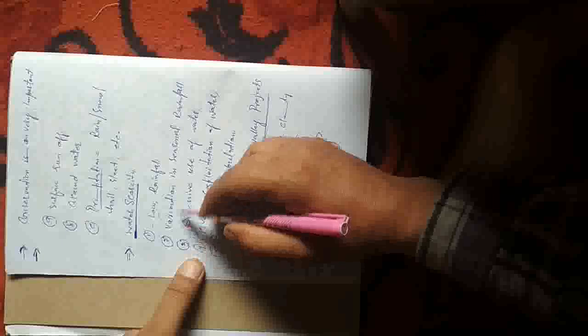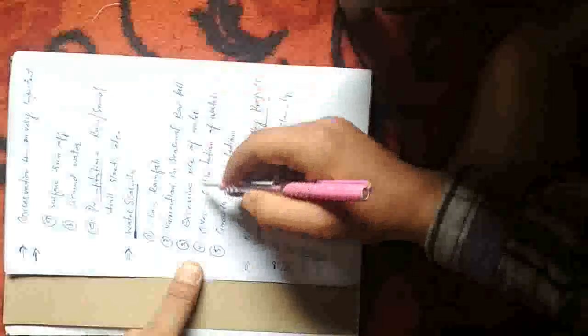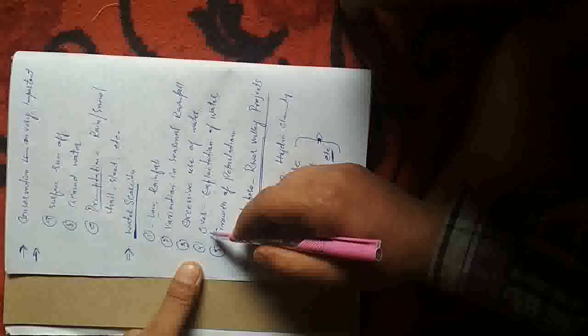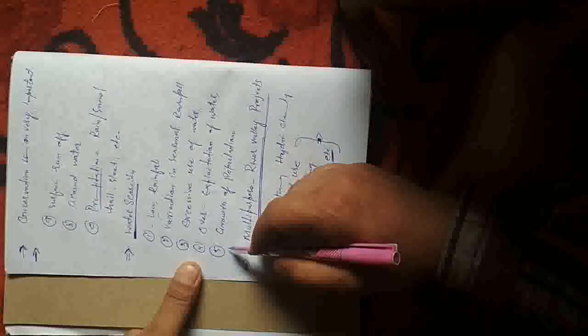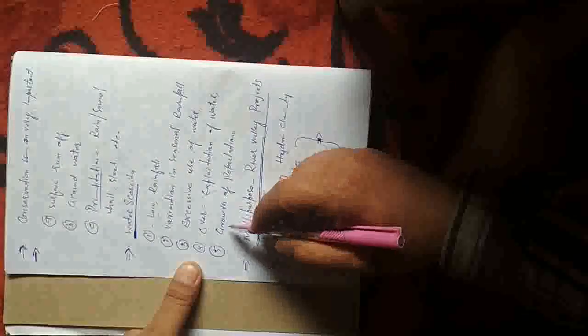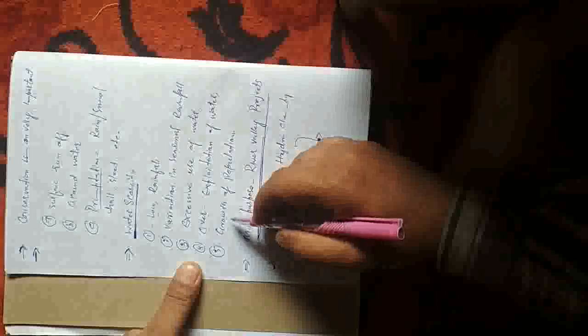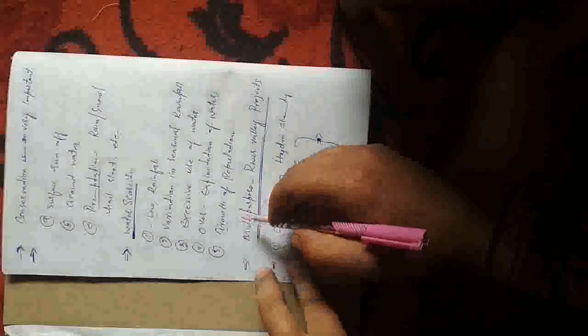Number second is the variation in seasonal rain. Number third is excessive use of water. We human beings are using water for different purposes. Number fourth is over-exploitation of water, and number five, the most important factor behind water scarcity, is the growth of population, which is particularly common in developing countries. So this is something about water scarcity.